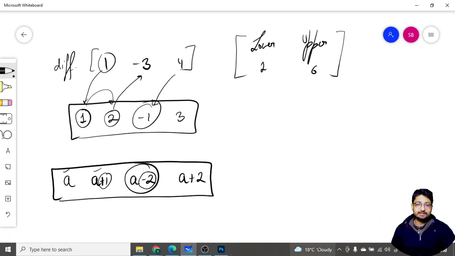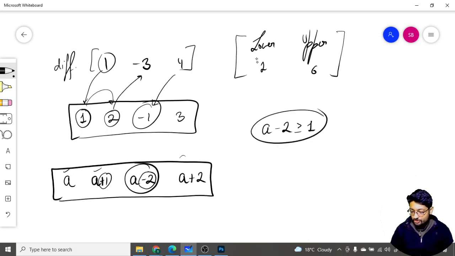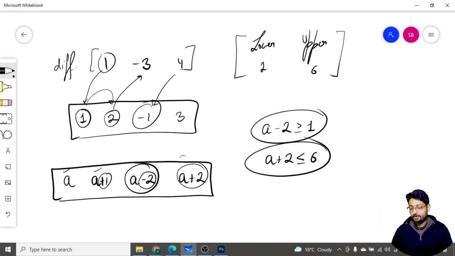This is decreased by 2, this is increased by 2, so a minus 2 is the minimum among all of them. So I just have to ensure that a minus 2 should be greater than or equal to 1, because the smallest number should be greater than or equal to the lower value. Similarly, a plus 2 is the largest value, so it should be less than or equal to 6. If you solve these inequalities, a is greater than or equal to 3 and a should be less than or equal to 4.